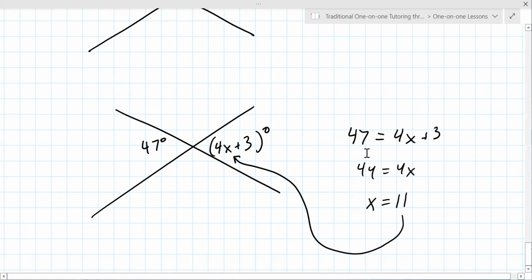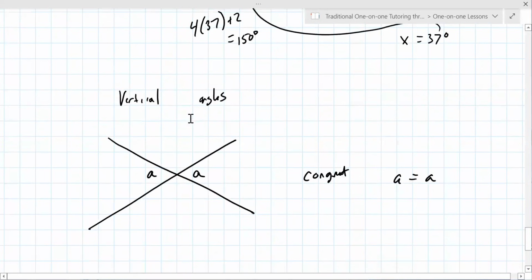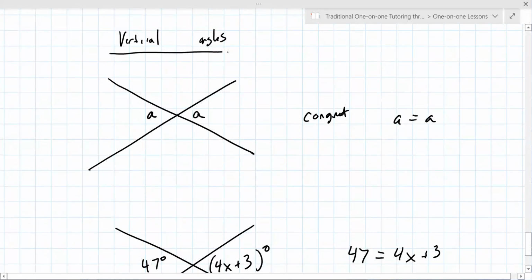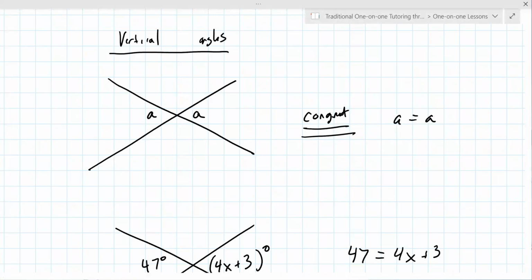Wait, I thought vertical angles should be adding up to 180 degrees. That's not what I wrote. What did I write about vertical angles? They should always be equal. They're congruent. They don't add up to anything. Okay, so let's try another one.